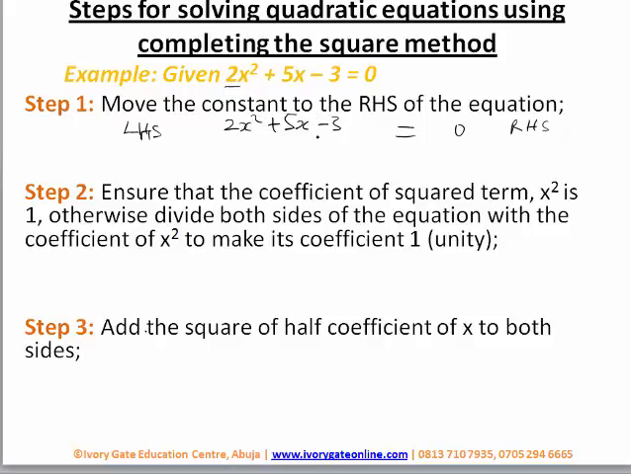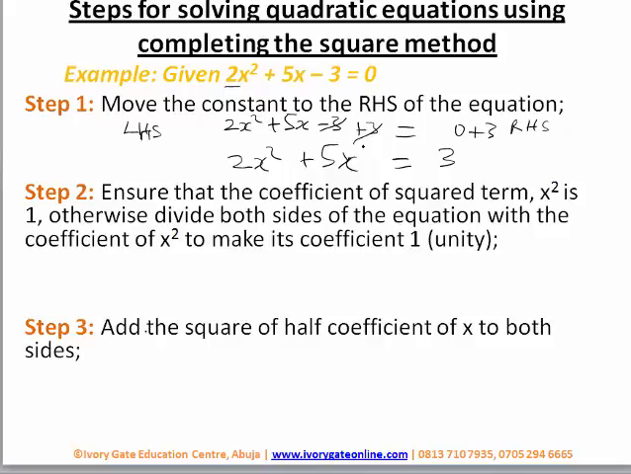So the question we need to ask ourselves is, what do we do to minus 3 to reduce it to 0? But mind you, because of the sign of equality, whatever we do here, we have to do here. So since 3 is subtracted, we need to add 3 to balance it up. So minus 3 plus 3 is equal to 0 plus 3. Then minus 3 plus 3 cancel out, leaving us with 2x squared plus 5x is equal to 0 plus 3, which is 3. So that's the first step, to move the constant to the right hand side of the equation.